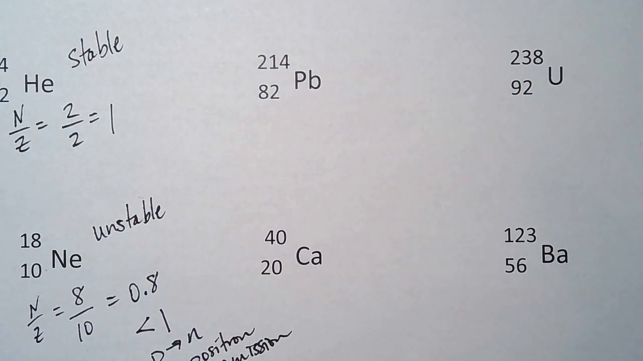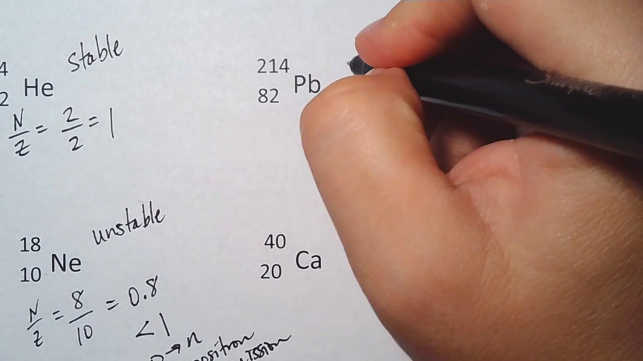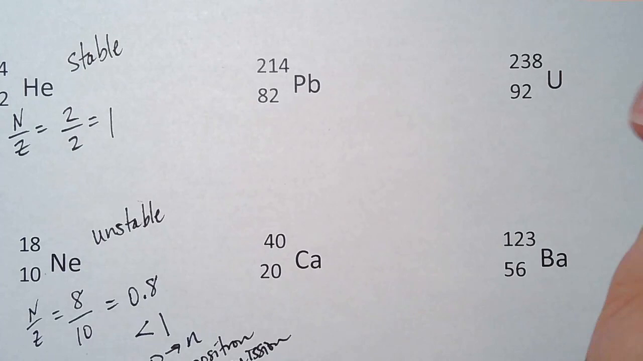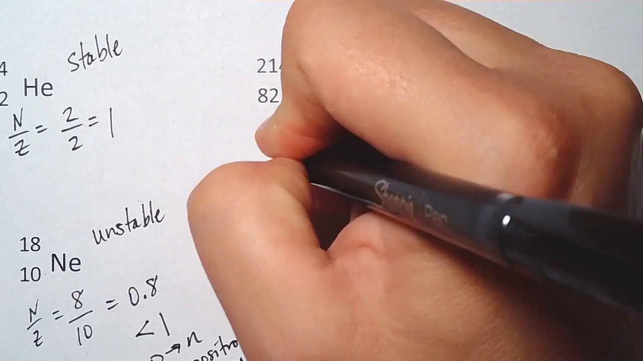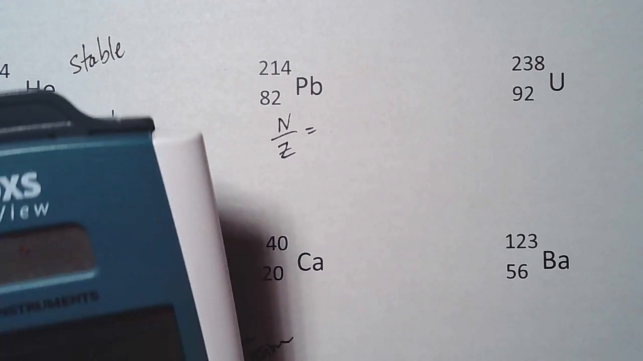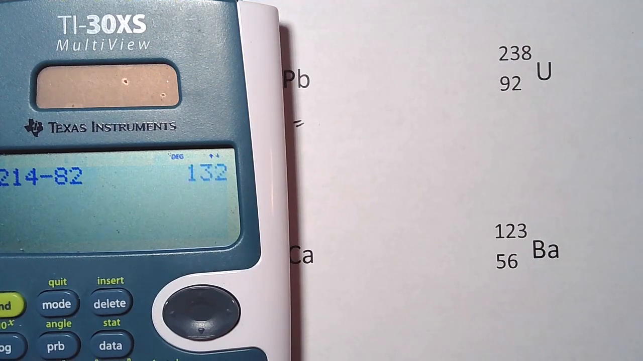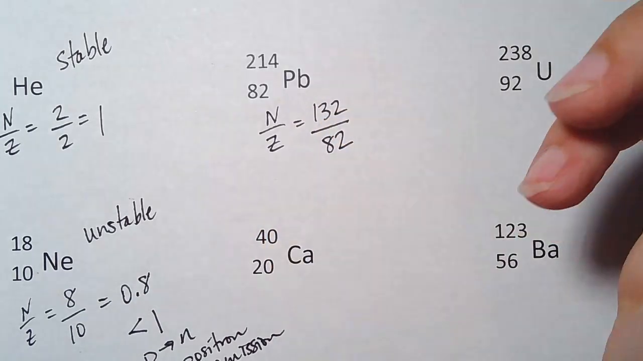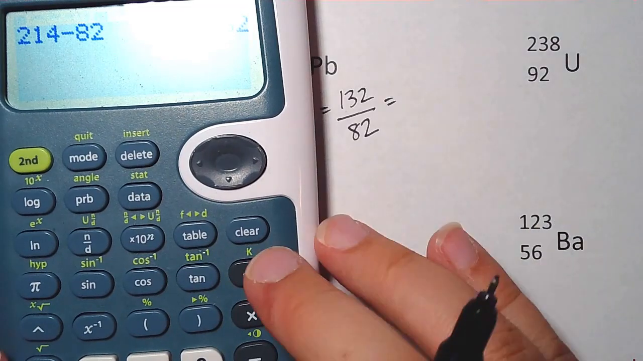Alright, lead-214. Not too large, right under bismuth. Could have some amount of alpha decay. But let's see if it's stable. NZ ratio. So we need to know how many neutrons. So we're going to subtract 214 minus 82. 132 neutrons to our 82 protons. So this gives us a ratio of 1.61.